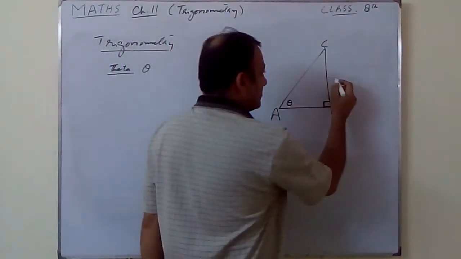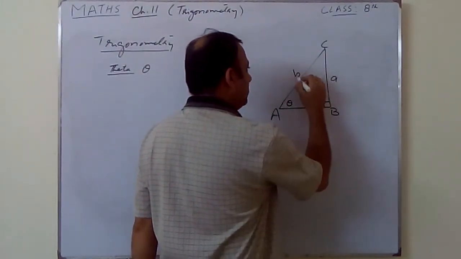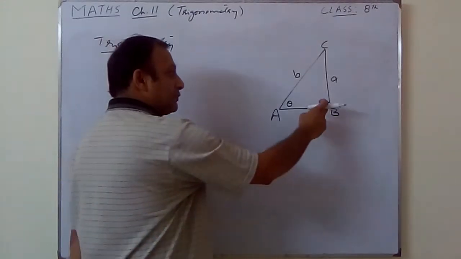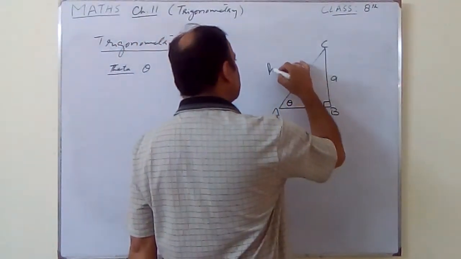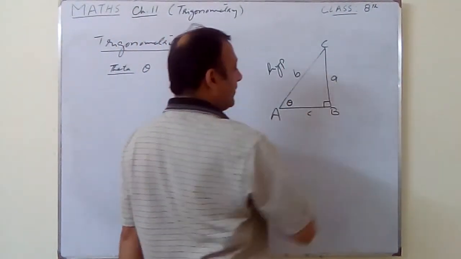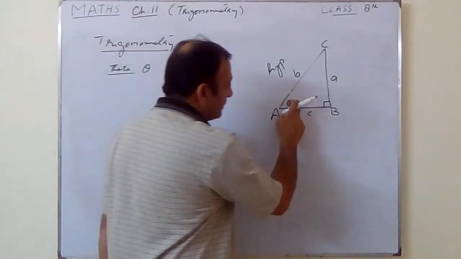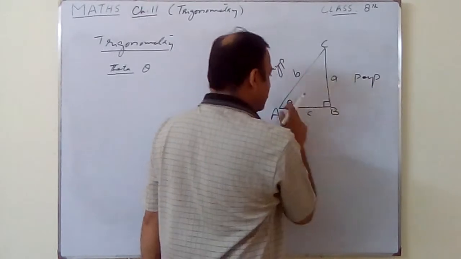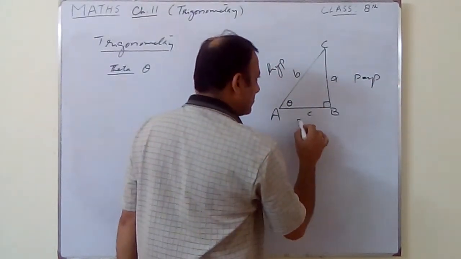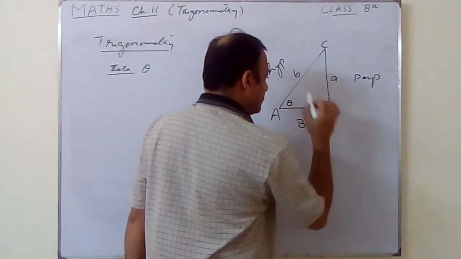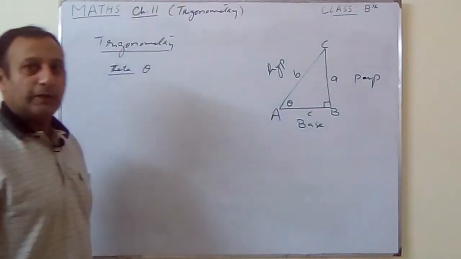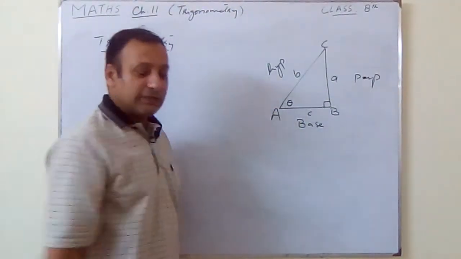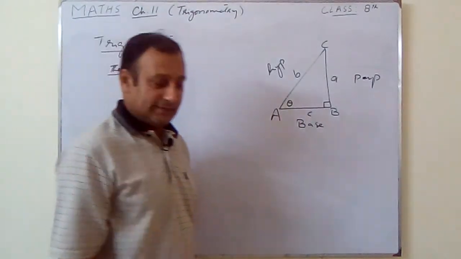So if this one is A, B and C, the side opposite to 90 degree is always the hypotenuse. The side opposite to theta is the perpendicular, and adjacent to this is the base. And keep in mind that theta must always be at the base.